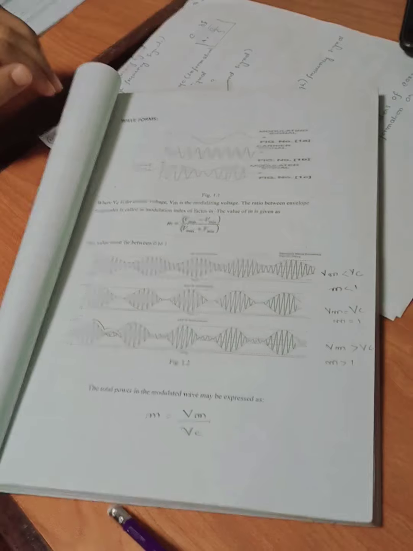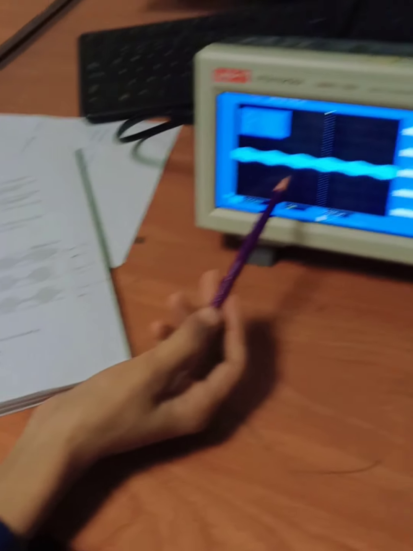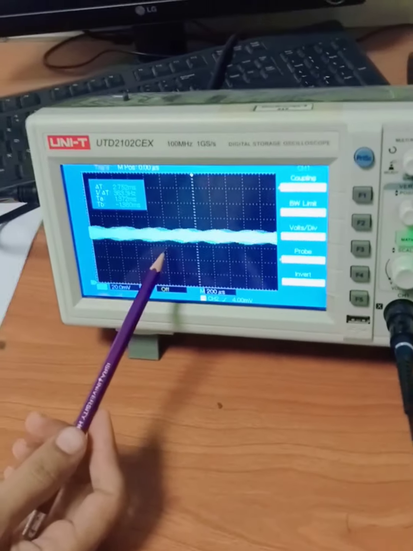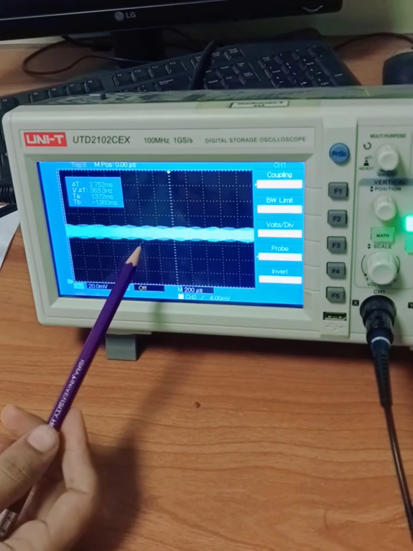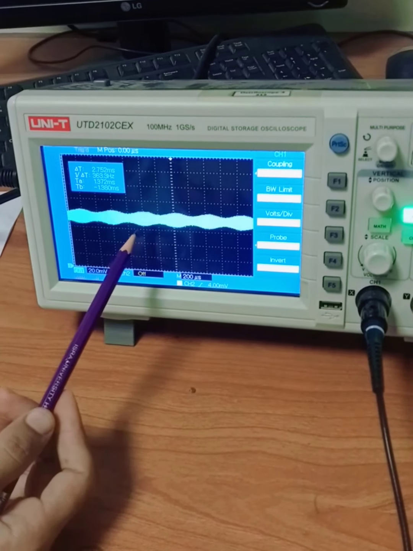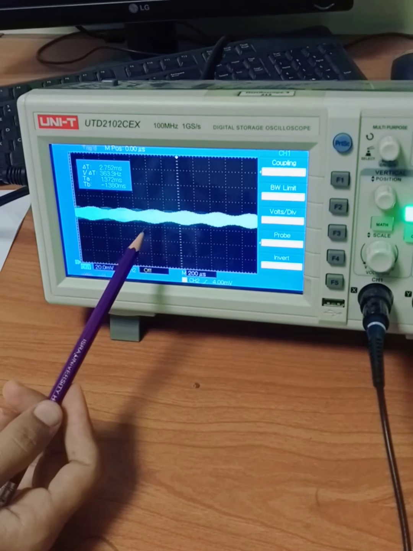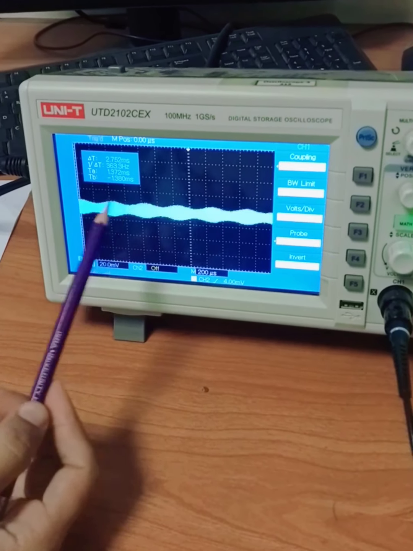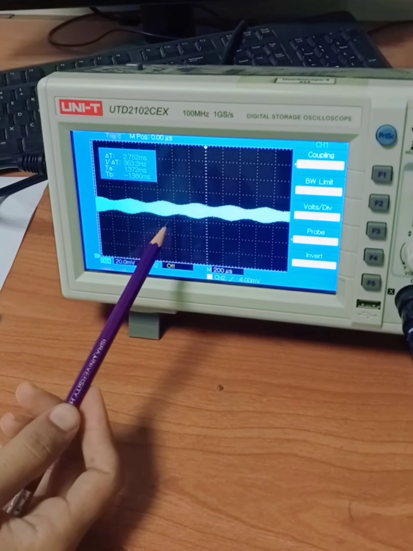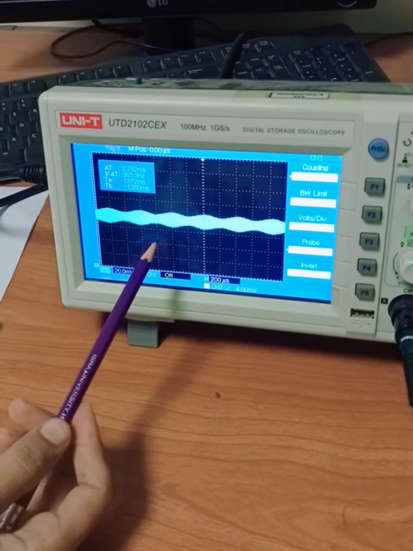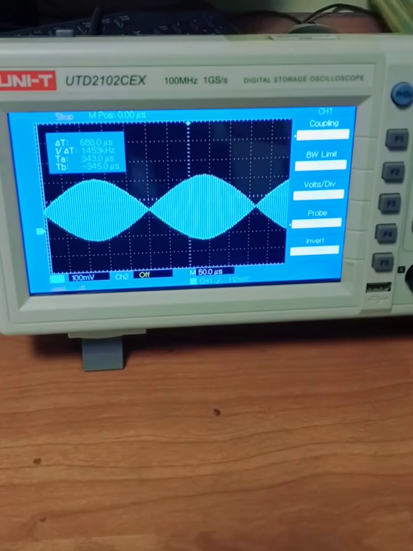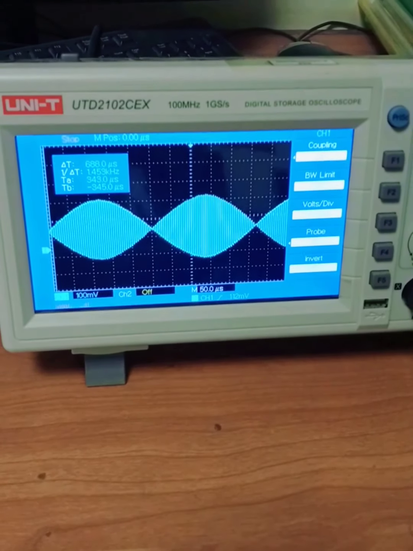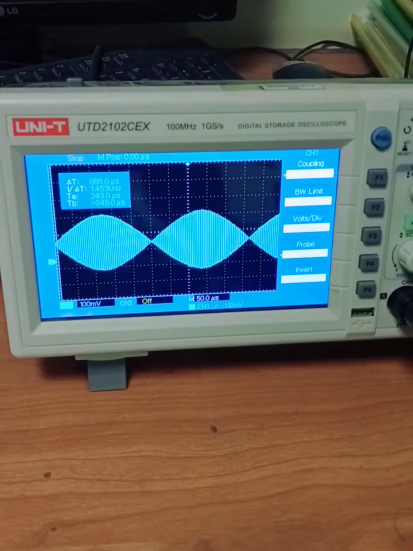So on the oscilloscope you can see here, this is the case of under modulation when m is less than 1. That means our message signal amplitude is less than the carrier signal amplitude. So this is the first case, that is under modulation. And this is the case when Vm is equal to Vc. That means our modulation index is 100% or perfect modulation.